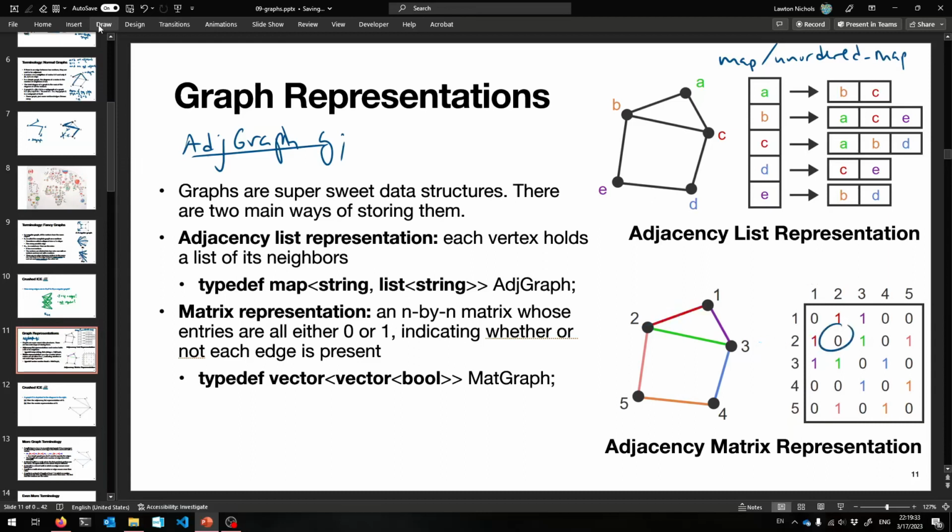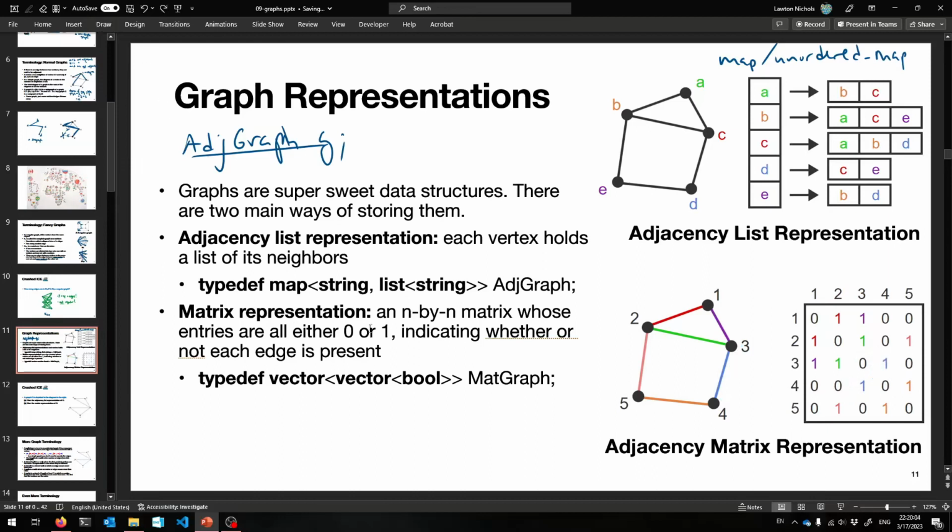If it's not, for example, is 1 adjacent to 4? Sorry, is 4 adjacent to 1? The answer is no. There's no edge going straight there, and so you put a 0 in that one. But every time there is an edge, like from 3 to 4, or from 4 to 3, either way works, you put a 1. So the blue edge, for example, is the blue ones. That's what it makes up.